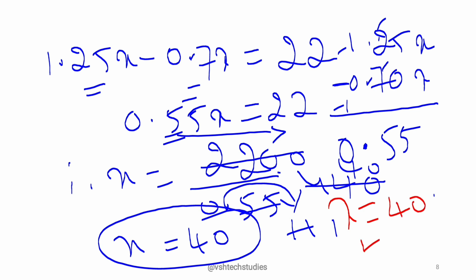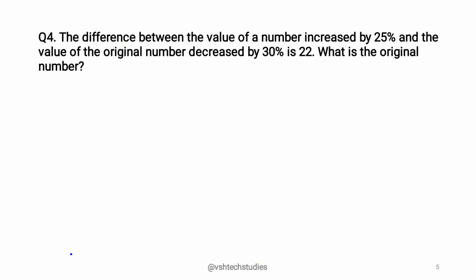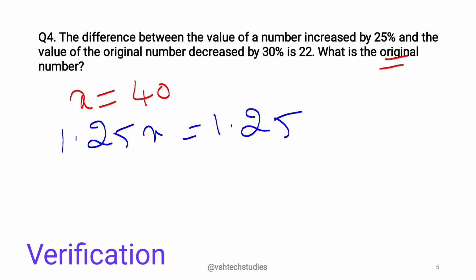Okay. Coming back to the problem. So the original number x is found to be 40. Is it correct? We'll have to verify. So when x is increased by 25%, it will be 1.25x. So 1.25 means 100 plus 25%. That is a 25% increment in x. So 1.25 into x, which is 40. So if you calculate this, it comes out to be, right?